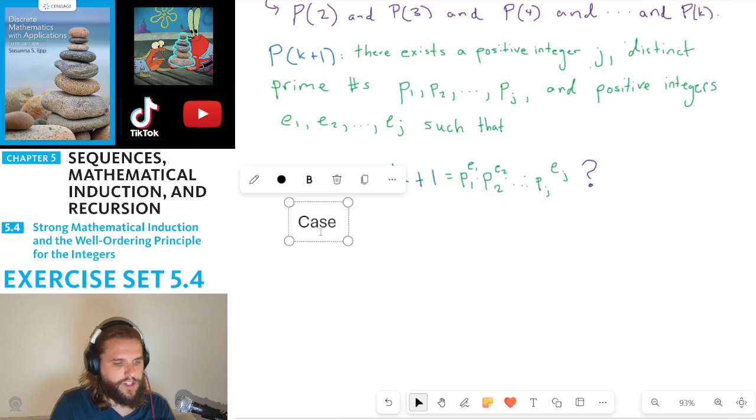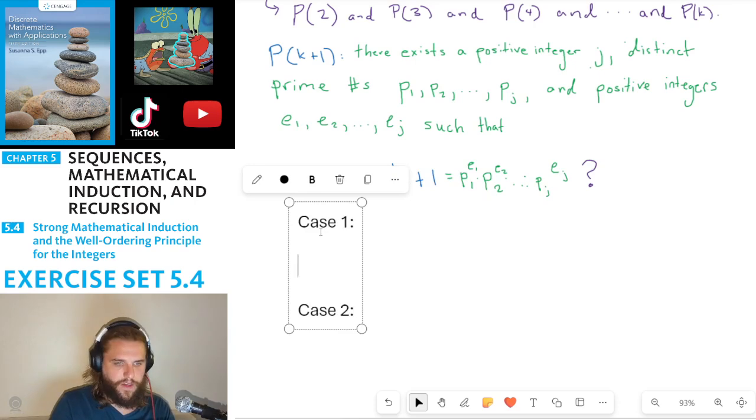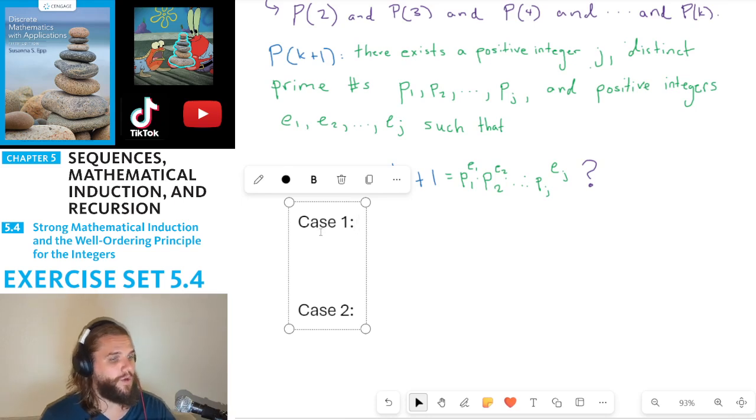The trick here is to split this proof up into two different cases. And we're going to prove that this P(k+1) is true in both of these cases. These cases are going to be dichotomous, meaning that one of these cases has to be true, and both of these cases are mutually exclusive.